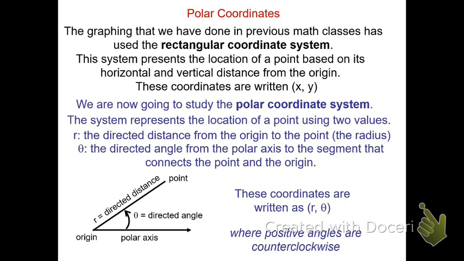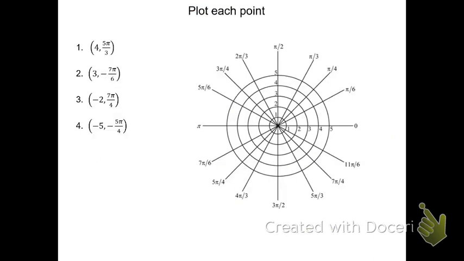All right, so let's look at some examples on how to plot these. Here I've got 4 points, and we're going to go through how to plot these. Keep in mind the first part of the coordinate is the radius, and the second part is the angle. So for number 1, the coordinate 4, 5 pi over 3, we're going to start by finding where the fourth radius is. If you look at our circles, we have these concentric circles here, we're going to go out to the fourth circle. That'd be this one here.